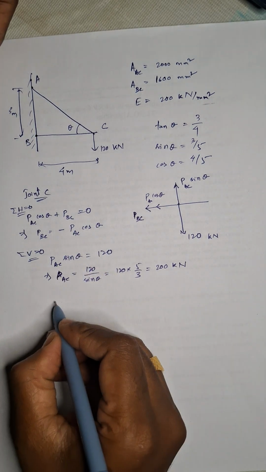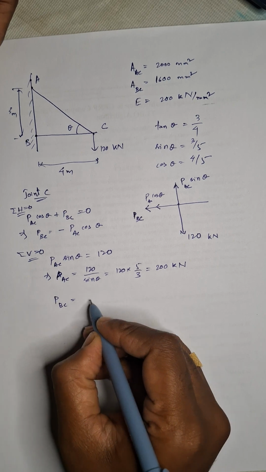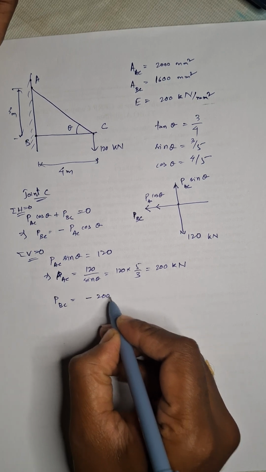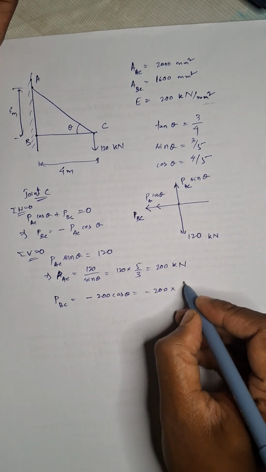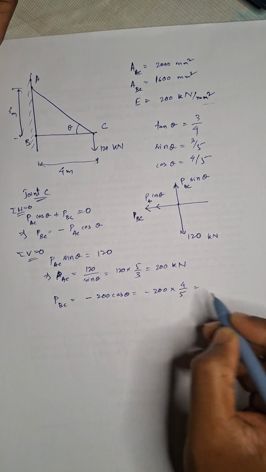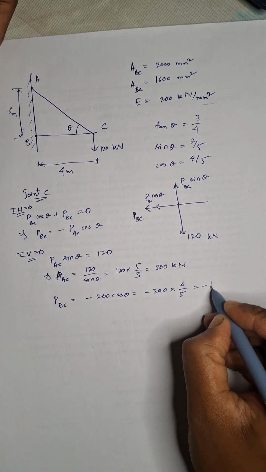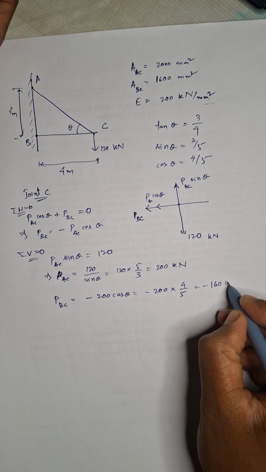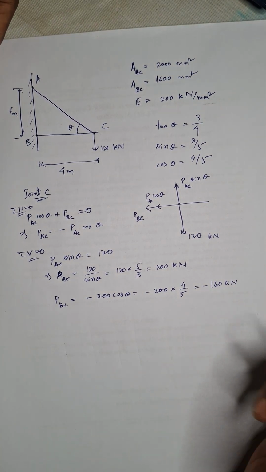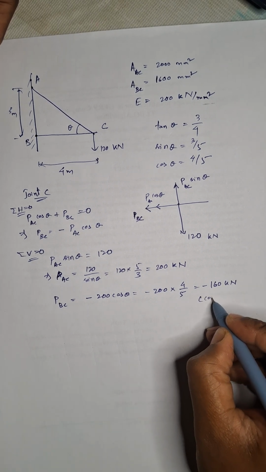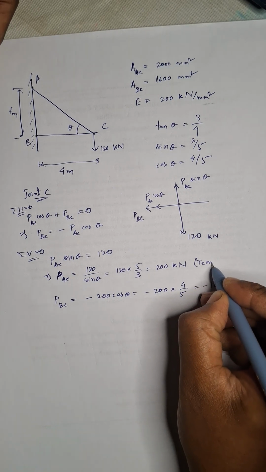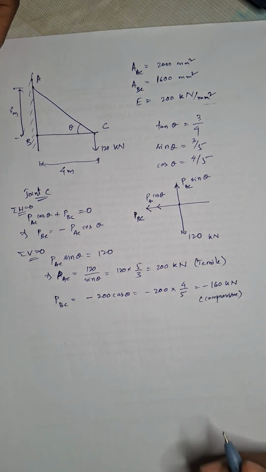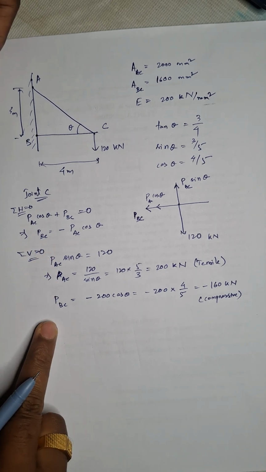Now if we put this here, PBC equals minus 200 cos theta. The value of cos theta is 4 by 5, so this will be minus 160 kilonewton. Since this is negative, it will be compressive in nature, and PAC is tensile in nature. So we got the member forces PAC and PBC due to the external loading system.